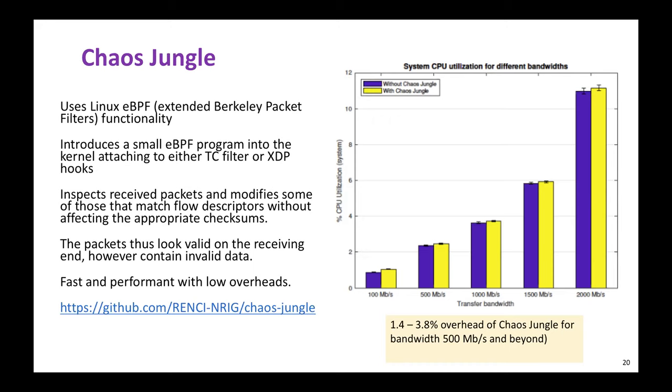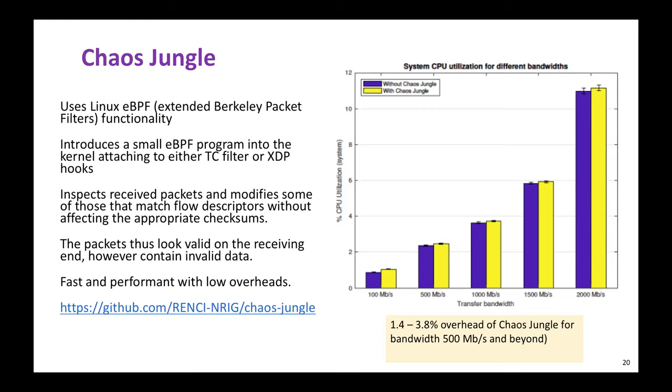What it does is it inspects the packets received and modifies some of the packets so that the checksums are still the same, but it actually swaps some of the packets so that the actual data is invalid. So the checksum is preserved, but the packets contain invalid data on the receiving end. That's a mechanism that we use to corrupt data transfers underneath in the infrastructure, right?